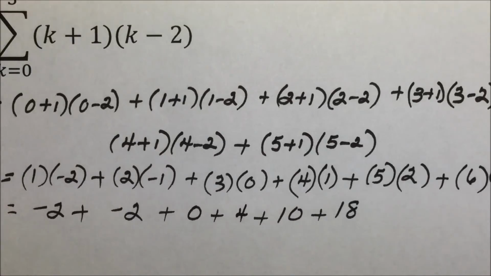Now it's a matter of adding these terms together, and if you see a negative 2 plus a negative 2 is negative 4, plus 4, those cancel out. We end up with 10 plus 18. Our final sum for this series has a value of 28.